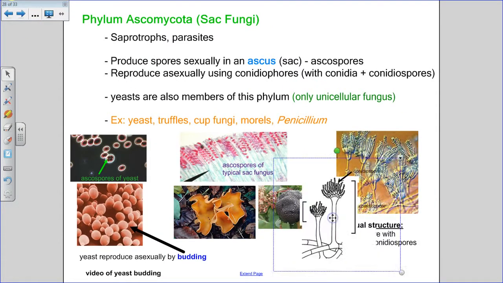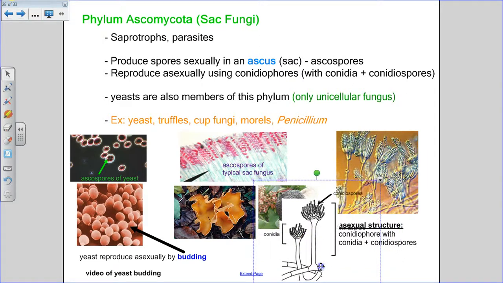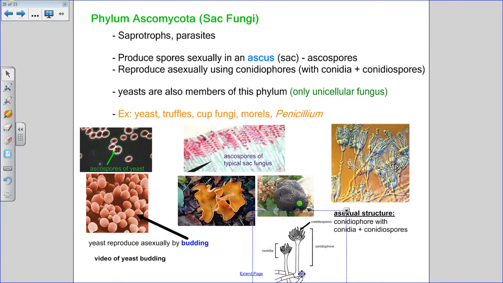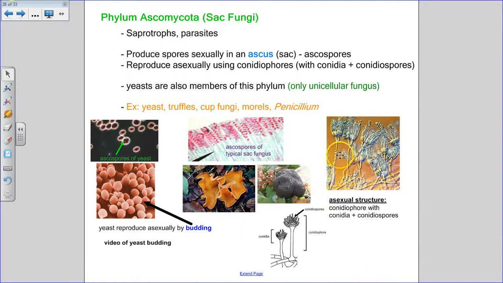So the conidiophores, okay, they look like a broom. This would be the conidia at the end. The whole thing with the stick and the broom head would be the conidiophore, and then the spores at the end are the conidiospores. So that's what they use asexually, most of them. Yeast are an exception. They're the only unicellular ones, and they reproduce asexually by budding.